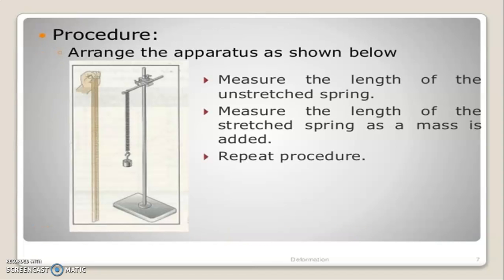What is the procedure for how we can get the value for the elastic deformation? First of all, arrange the apparatus as shown below. Measure the length of the unstretched spring. First of all, no weight is there. You have to measure the length. Let's suppose we have 10 centimeters. Measure the length of the stretched spring as a mass is added. Let's suppose we added 2 masses over there. Its length increased from 10 to 20. So repeat this procedure twice or thrice to get the accurate value.